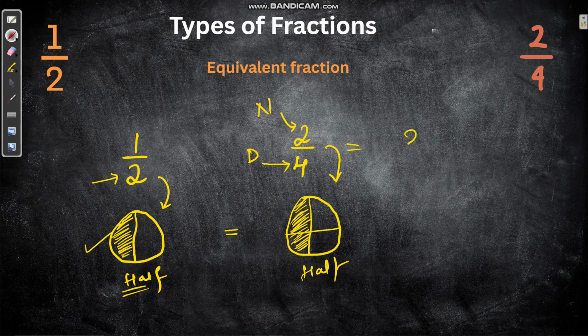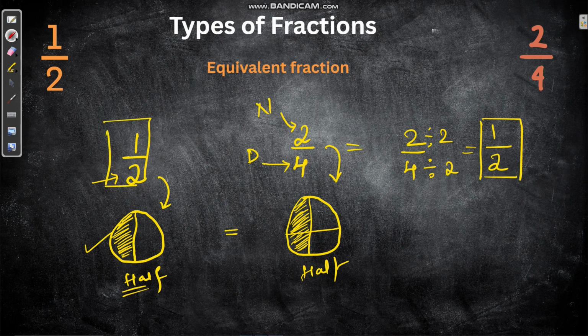And if I take the same example, that is 2 by 4, if I divide this number by 2, 2 divided by 2 is 1 and 4 divided by 2 is again 2. So if you notice, this in the reduced form and this fraction, both of them are same. So such fractions are known as equivalent fractions.